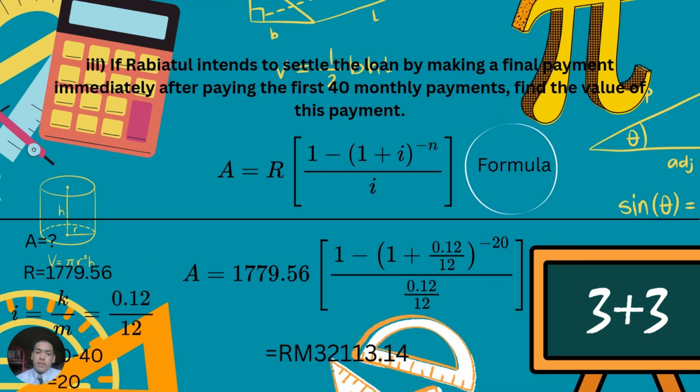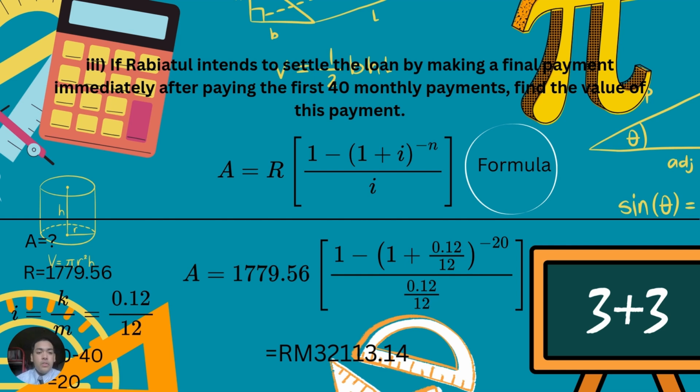Now we will move on to the final question, question B3. If Rabiatul intends to settle the loan by making a final payment immediately after paying the first 40 monthly payments, find the value of this payment. So they want to know how much she should pay. We'll use the present value formula, which is A equals R in brackets, 1 minus 1 plus I to the power of negative n, divided by I. Okay, let's list out the information. The R and I are still the same.